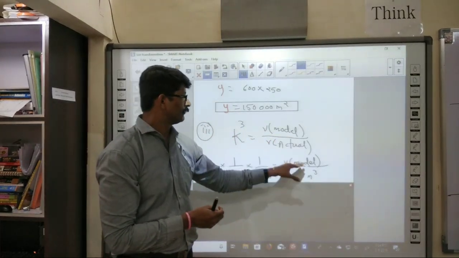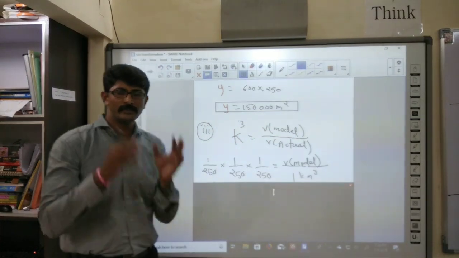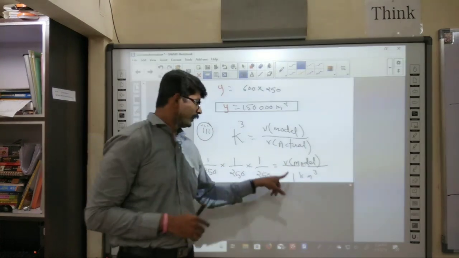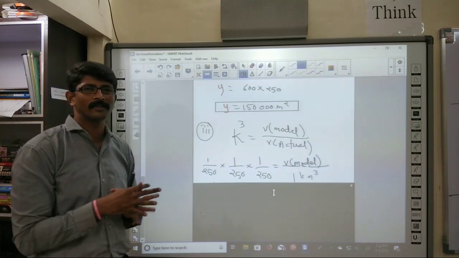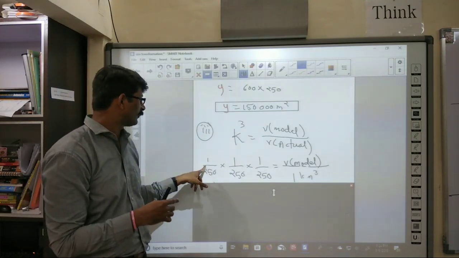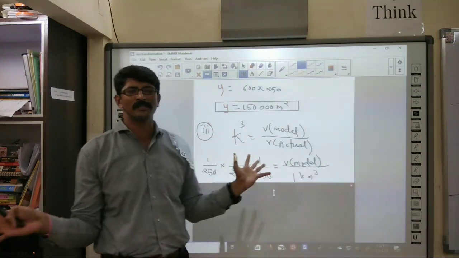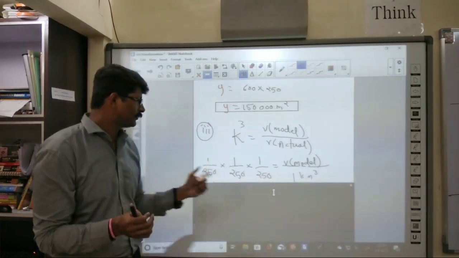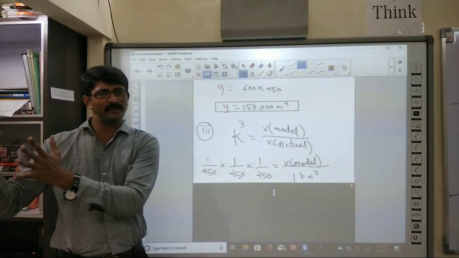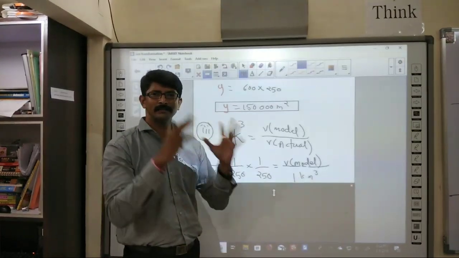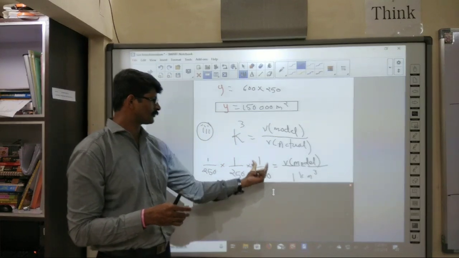What is the volume of model, which we have to calculate, and the volume of actual is given as 1 kilometer cube. See students, there is something very interesting over here. It is 1 kilometer cube. Now how to convert that? Or else the answer would be 1 upon 250 into 250 into 250. It will be a huge number, isn't it? So what I can do is convert this 1 kilometer cube into meters. Like 1 kilometer can be written as 1000 meters, isn't it? So I'll write 1000 upon 250, 1000 upon 250, 1000 upon 250.